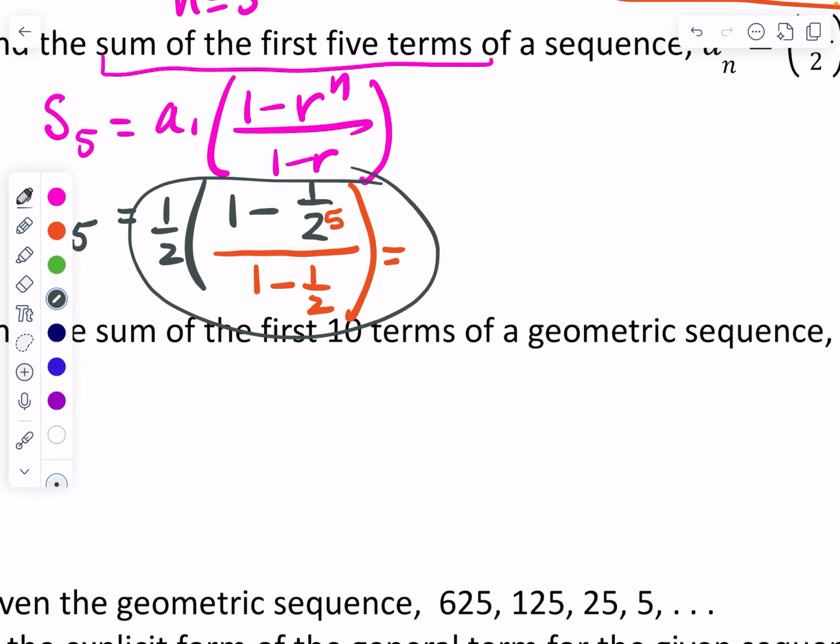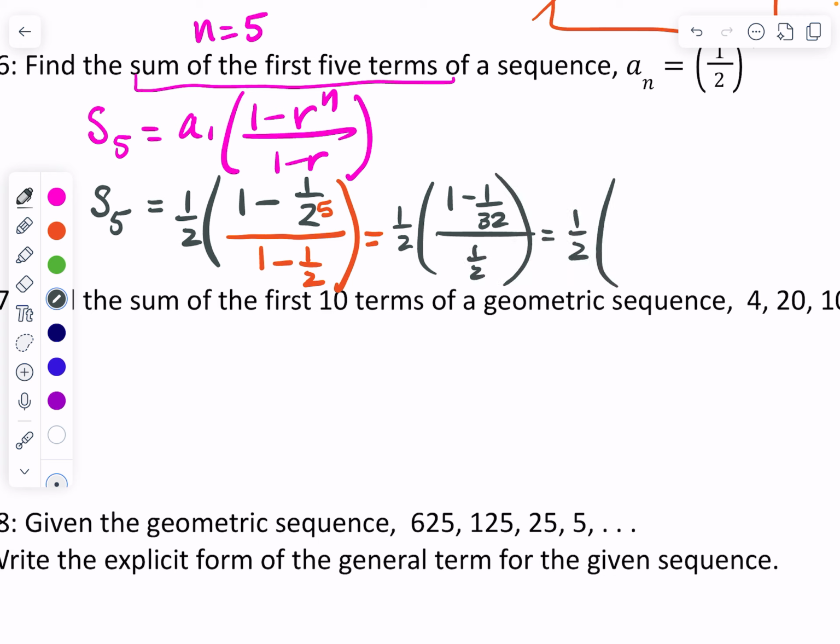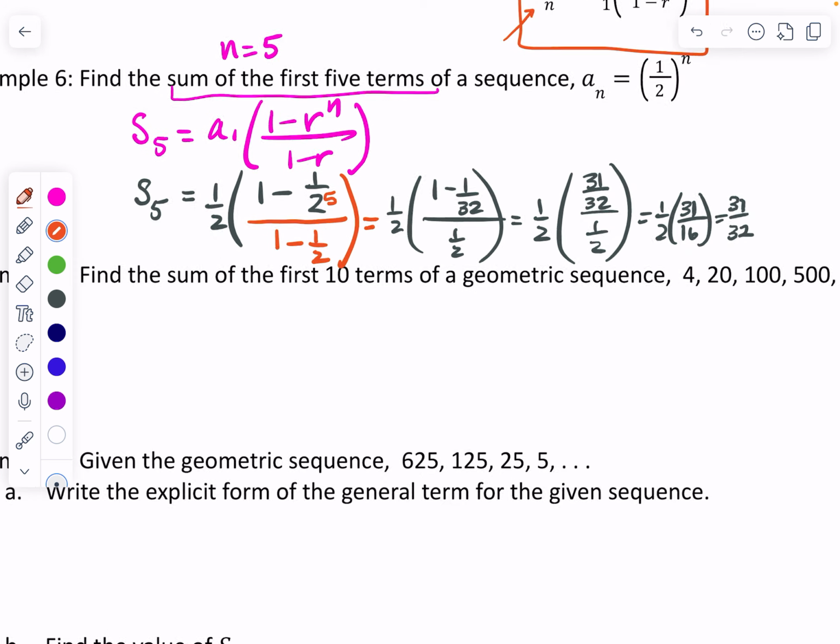Now, this can be plugged in directly. This part can directly be plugged into the calculator, or you can break it up a little bit. Up to you. This is 1 minus 1 over 32. That's half. That's 31 over 32 over half. And when you simplify this, you end up with half times 31 over 16, which is 31 over 32. So the sum of the first 5 terms adds up to 31 over 32, which is almost 1.